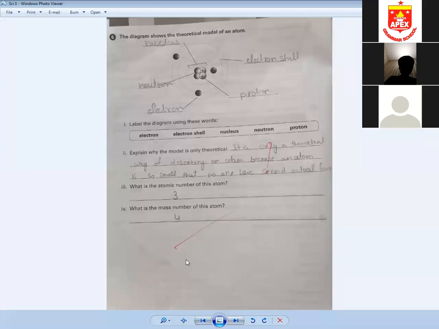Okay, beta, see, this is page number 20. Chapter number 3, the periodic table. This is question number 6. The diagram shows the theoretical model of an atom. Now you can see, label the diagram using these words. Question number 1 is given under the diagram and also words are given. The words are electron, electron shell, nucleus, neutron and proton. So you have to fill the gaps.